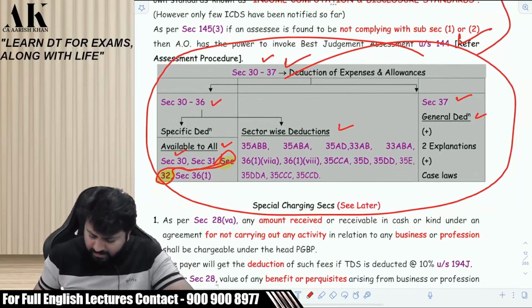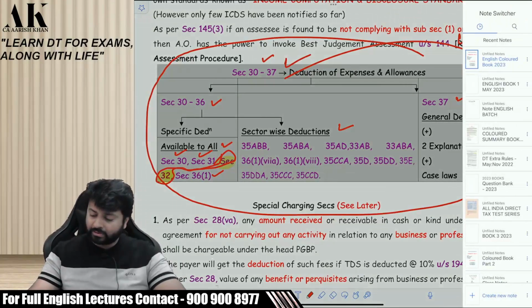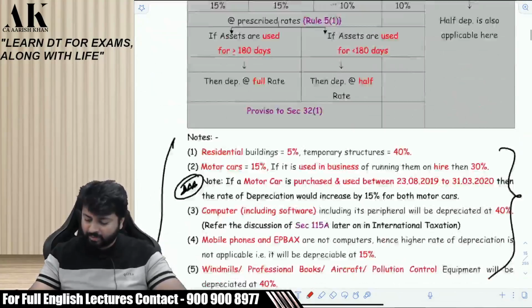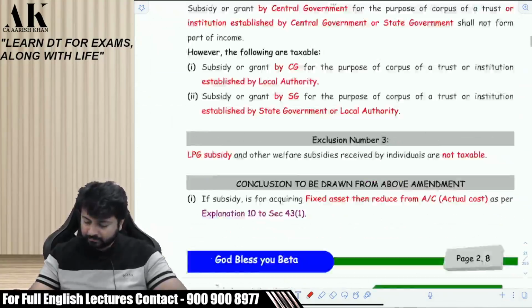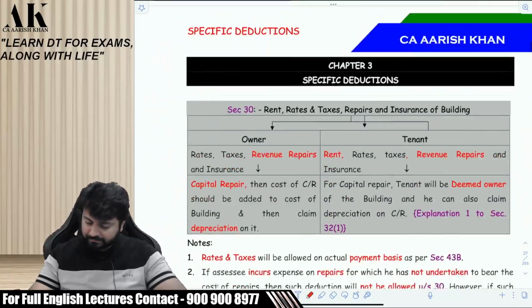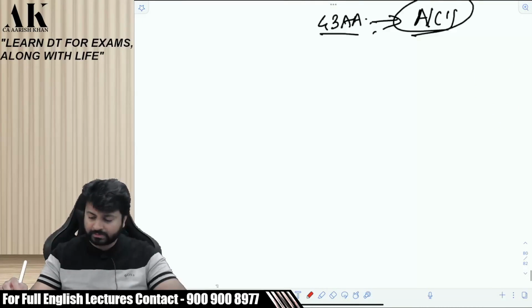Now, we will talk about sections 30, 31, 36(1). These are small sections. One by one, we will talk about them. Okay, pay attention on the board, please. So this is there in the next topic, that is topic number 3, other specific deductions. You can see over here, Chapter 3, first page. Now, pay attention on the board, please.